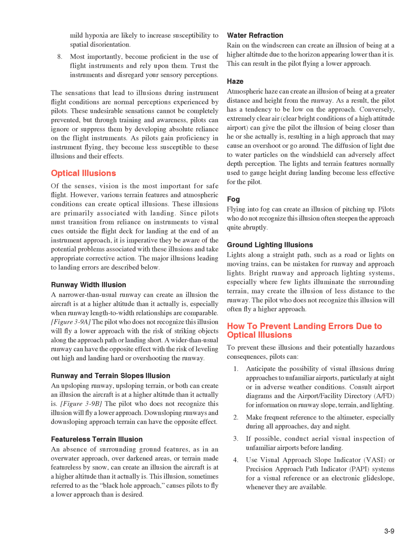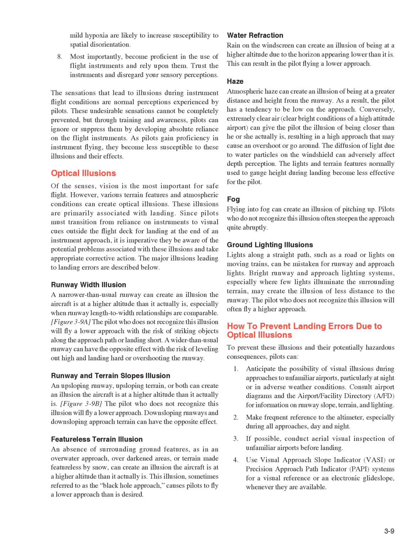Runway and terrain slopes illusion. An upsloping runway, upsloping terrain, or both can create an illusion the aircraft is at a higher altitude than it actually is. Figure 39B. The pilot who does not recognize this illusion will fly a lower approach. Downsloping runways and downsloping approach terrain can have the opposite effect. Featureless terrain illusion. An absence of surrounding ground features, as in an overwater approach, over darkened areas, or terrain made featureless by snow, can create an illusion the aircraft is at a higher altitude than it actually is. This illusion, sometimes referred to as the black hole approach, causes pilots to fly a lower approach than is desired.